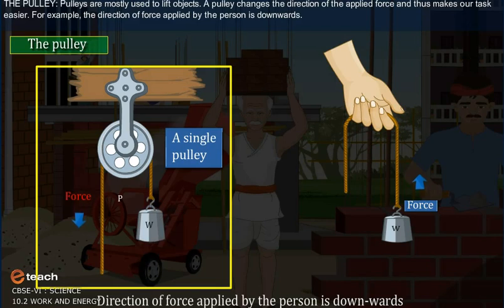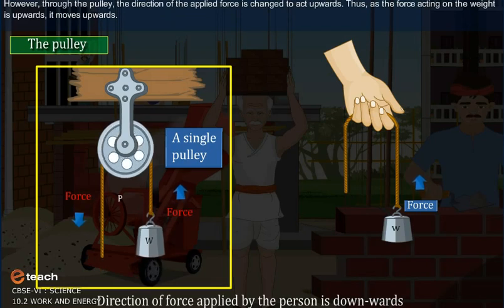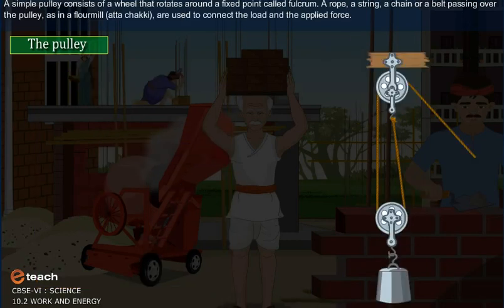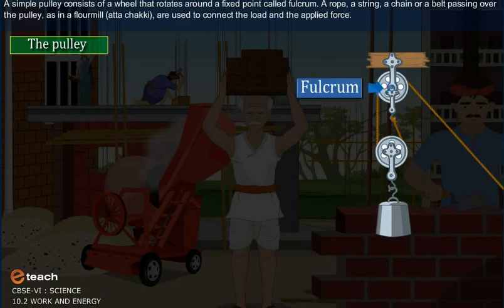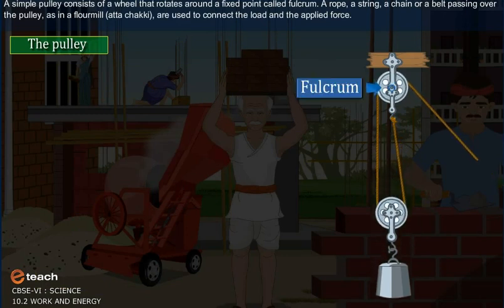For example, the direction of the force applied by the person is downwards. However, through the pulley, the direction of the applied force is changed to act upwards. Thus, as the force acting on the weight is upwards, it moves upwards. A simple pulley consists of a wheel that rotates around a fixed point called fulcrum.